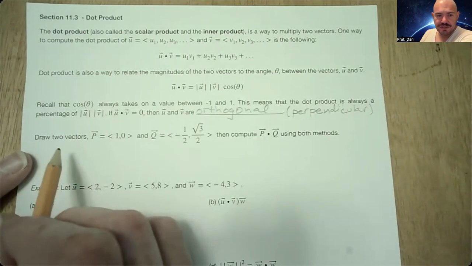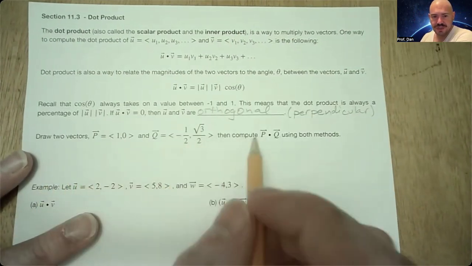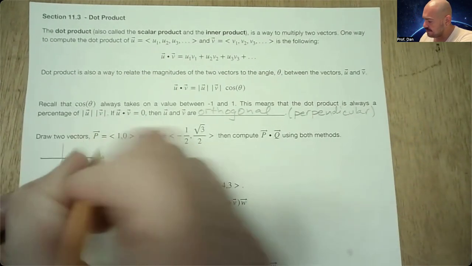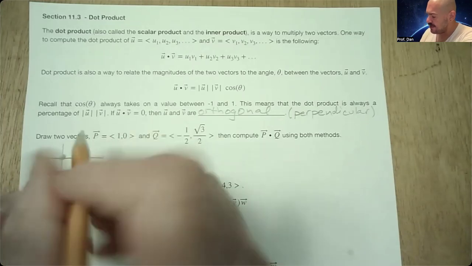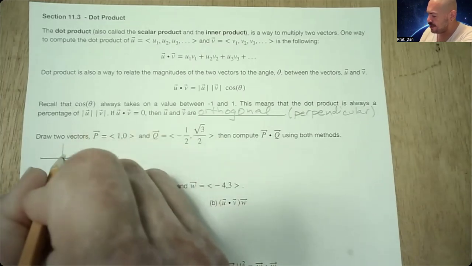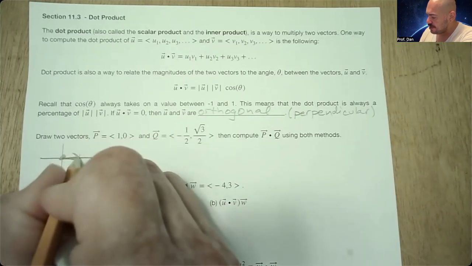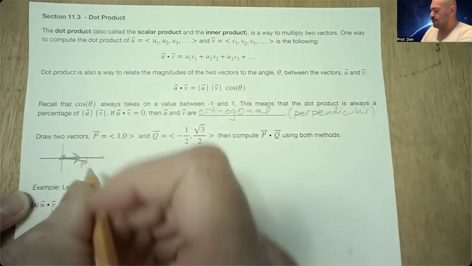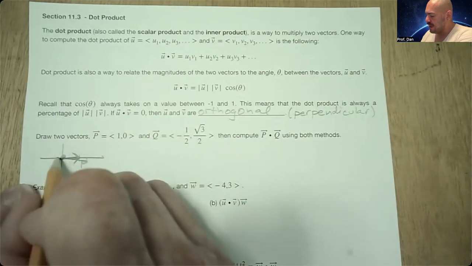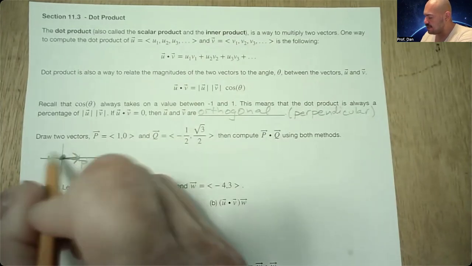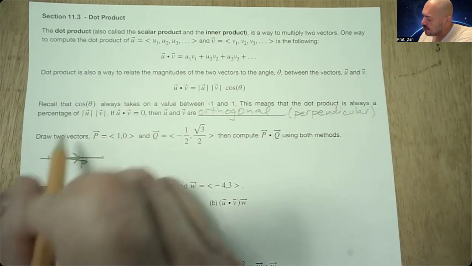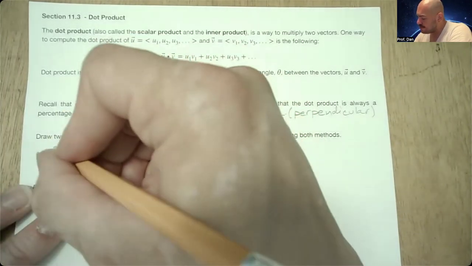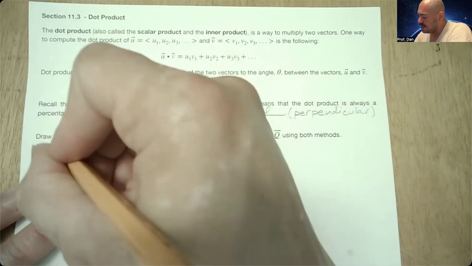Okay, so we want to draw two vectors and compute P dot Q using both methods. So if I draw the vector 1, 0, I'm starting off at the origin, going over 1 and up 0. So this is going to be vector P. And then vector Q, we go back 1/2. So if 1's here, then 1/2 would be here. And then we're going to go up the square root of 3 over 2, which is a little bit less than 1. And that is vector Q.